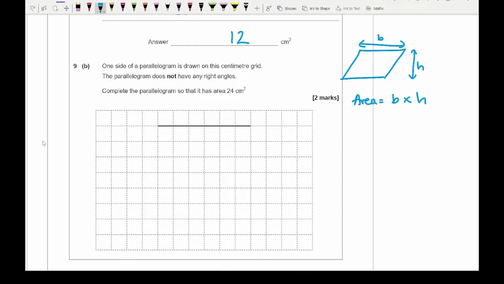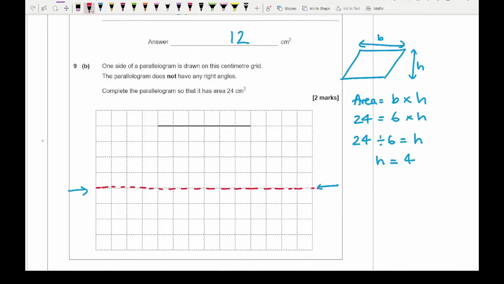So we know that the base of this is going to be 6, and we know that the area is 24. We want to work out what the height is going to be. So here, if I do 24 divided by 6, that's going to tell me what h is, and I work out that h is going to be 4 squares. So my line needs to be somewhere along this line here, somewhere on this.